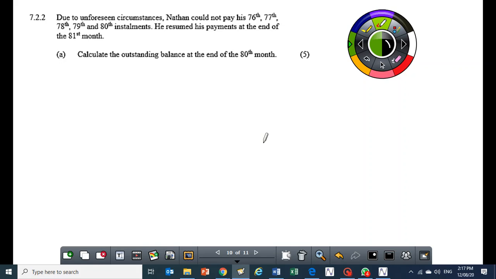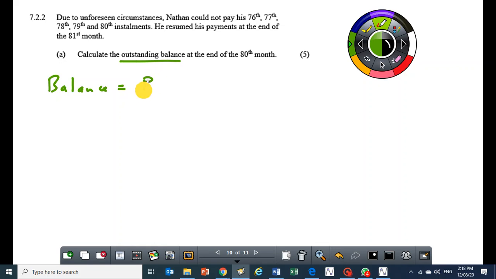Right, so this question is saying he made 80 payments, then he skipped. So we need to know how much money was outstanding after the 80th payment. So we need to calculate the balance outstanding. So here, I'm just going to use the first method.